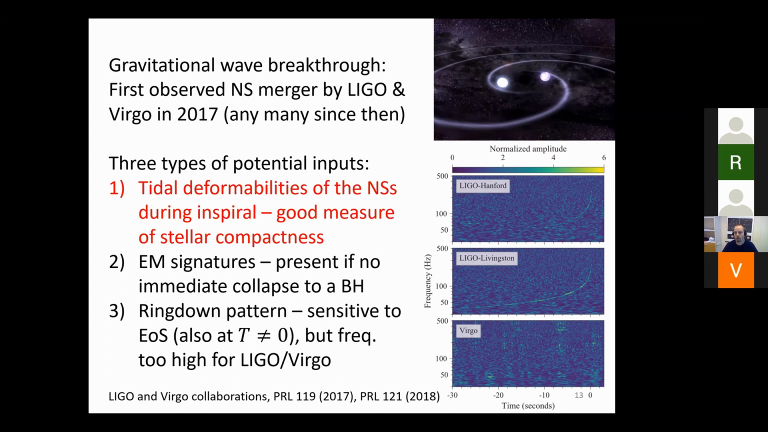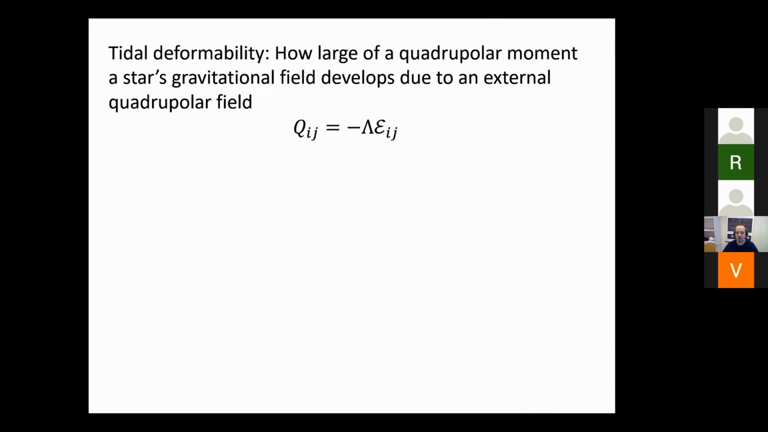Now, from all of these different inputs, the one that I'm going to be using in the calculations that I'm discussing today are these tidal deformability bounds, and they really concern the values of one single parameter that basically tells us how the form of a given neutron star reacts to an external quadrupolar gravitational field. Basically, this tells us what kind of a quadrupolar component our star's gravitational field develops when the star is immersed in an external quadrupolar field.